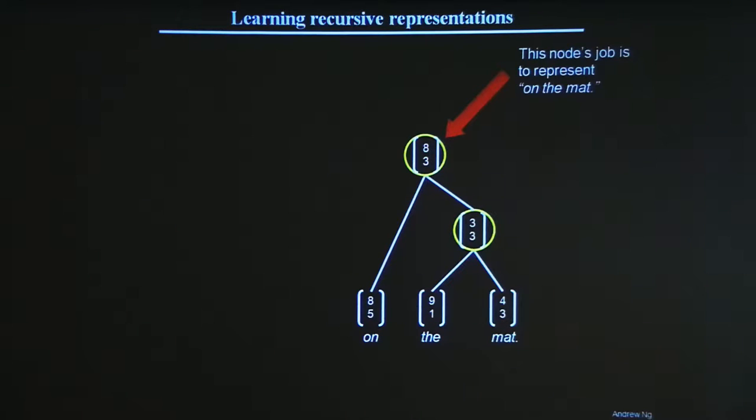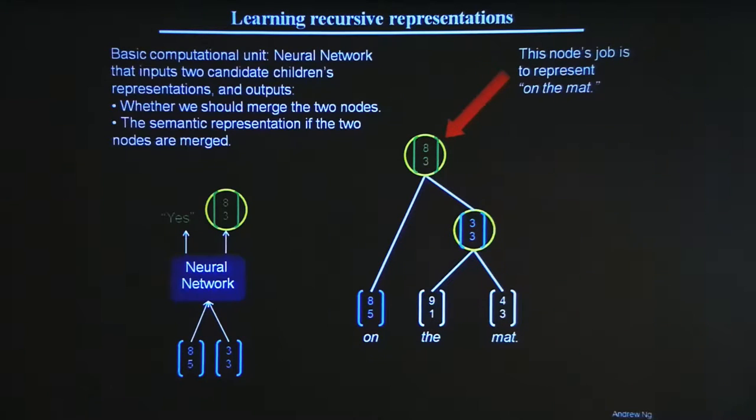So what Richard Socher showed was that it's actually possible to develop an algorithm that does this. Let me color in these nodes just for purposes of illustration. The basic unit of computation for an algorithm that does this, called a recursive neural net, is a neural network. It takes as input the representations of two children nodes, so "the" on and the phrase "the mat", right? And it's the job of the neural network to output two things. First, a yes or no: should we be putting a common parent on top of these two nodes?